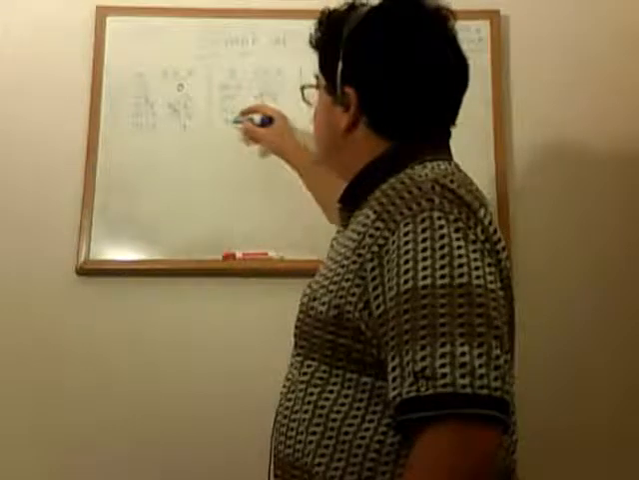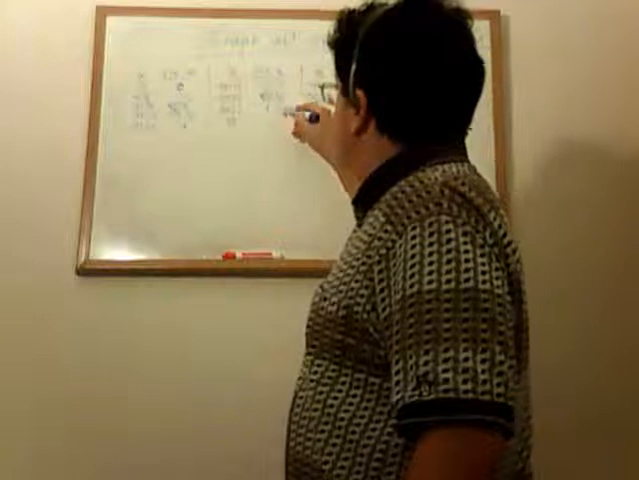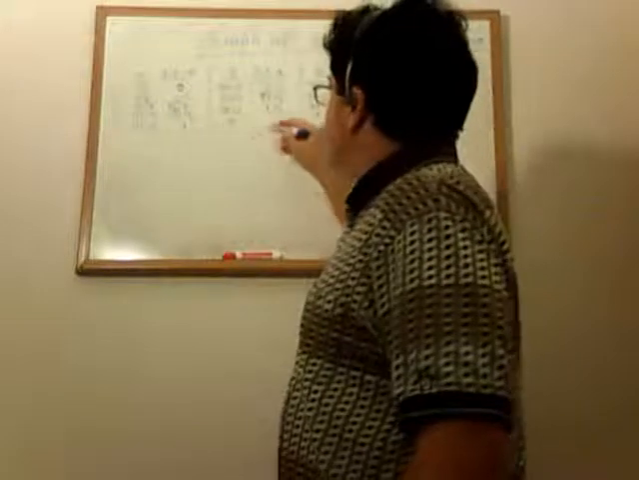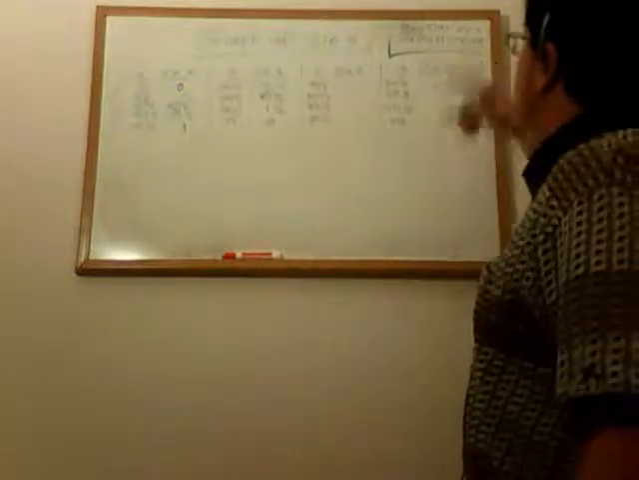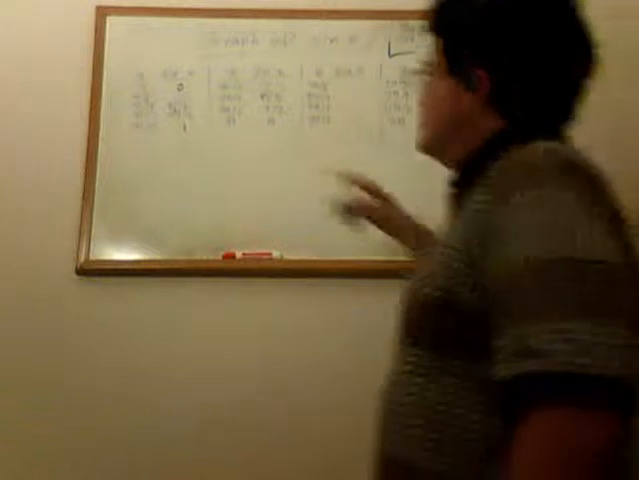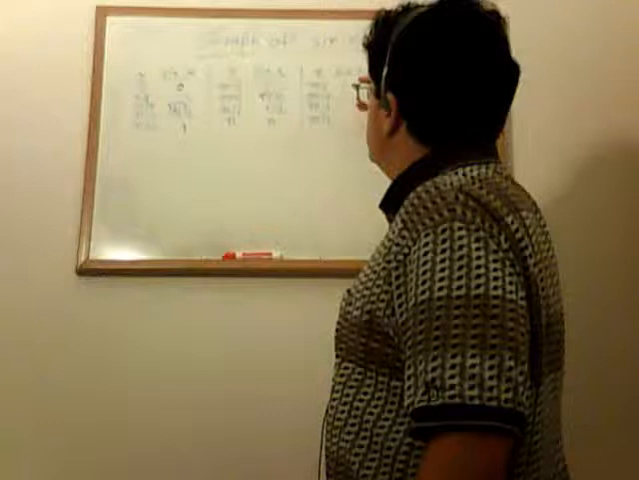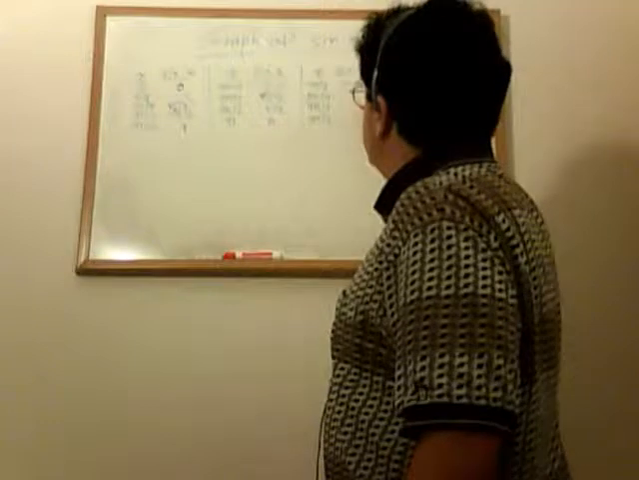Sine of 5 pi over 6 is the same as sine of pi over 6, that's 1 half. And sine of pi is the same as sine of 0, that's 0. And we can complete this table by using the other identity. Sine of pi plus x equals minus sine of x. So 7 pi over 6 is just pi plus pi over 6. That's going to give you minus a half.